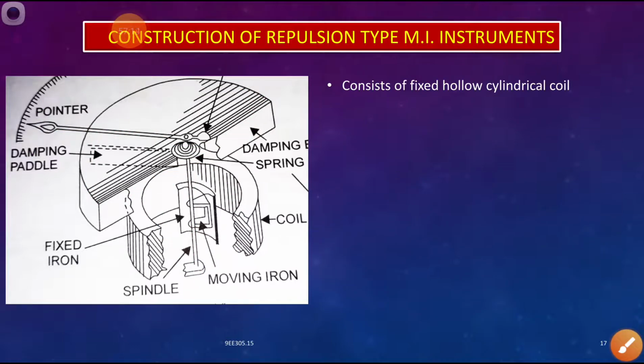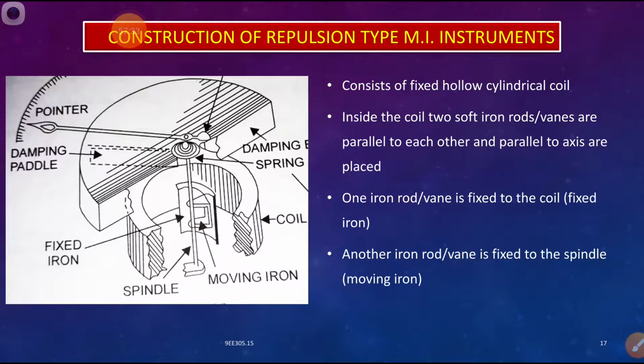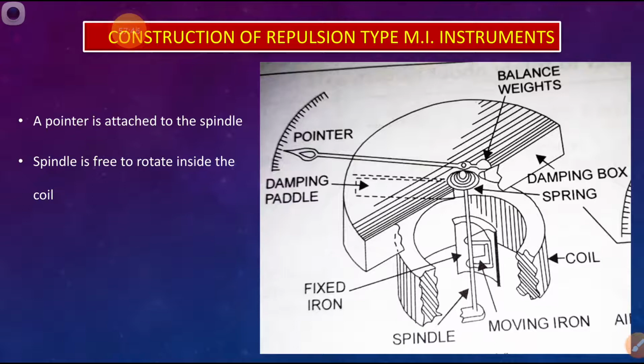The moving iron instrument consists of a fixed hollow cylindrical coil. Inside the coil, two soft iron rods or vanes, parallel to each other and parallel to the axis, are placed. One iron vane is fixed to the coil and another iron vane is fixed to the spindle, the moving iron. A pointer is attached to the spindle. The spindle is free to rotate inside the coil.